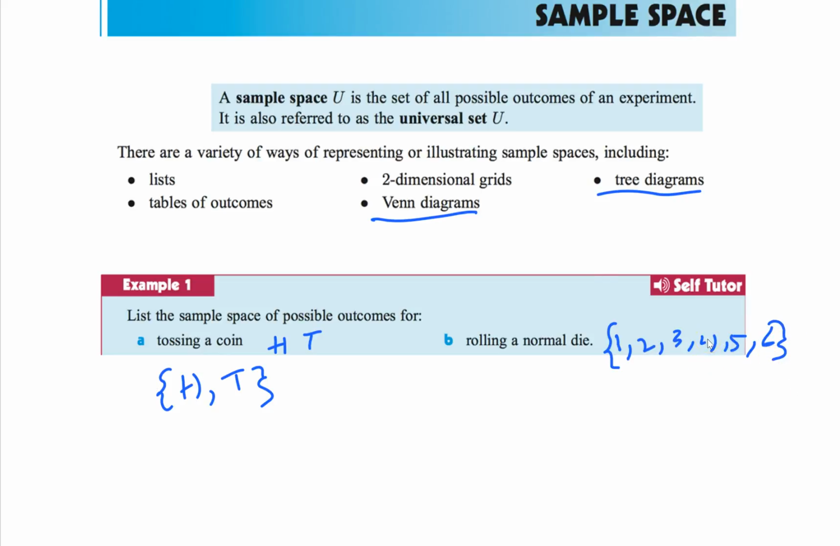So now you know. You'd be like, okay, what's the odds of getting a 3? Well, there's only one 3 out of a total of 6. Right? So it gives you all the options laid out nicely.